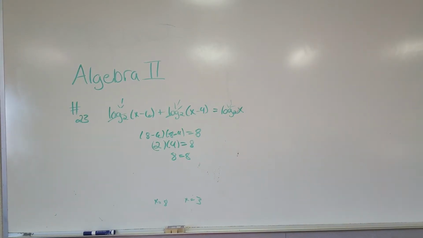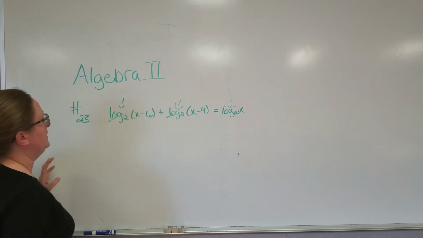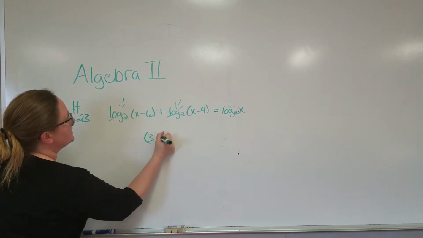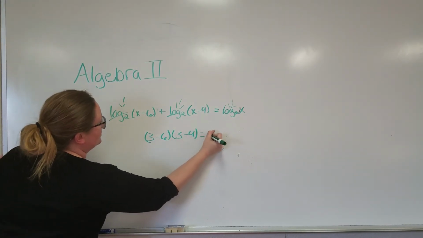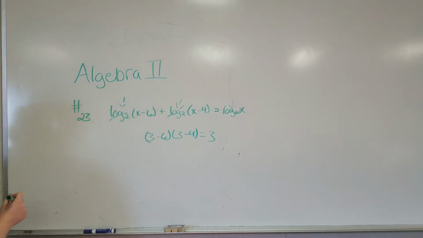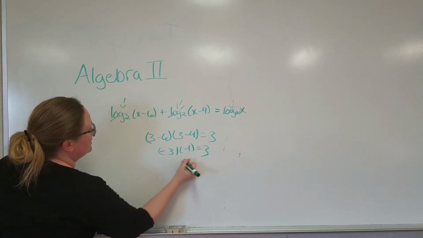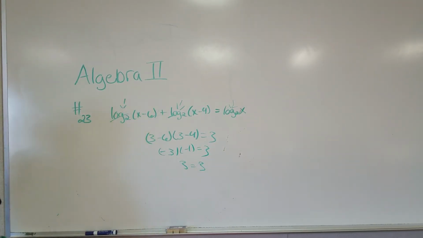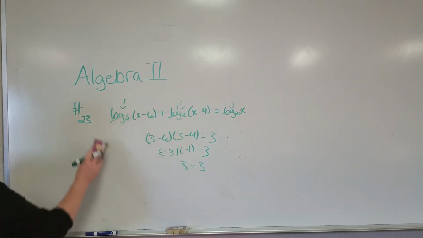But we have to do the same thing with the 3. So you have to go 3 minus 6 times 3 minus 4 equals 3. 3 minus 6 is negative 3, times a negative 1 equals 3. 3 equals 3. All right, so it appears that one works as well. All right, number 24.